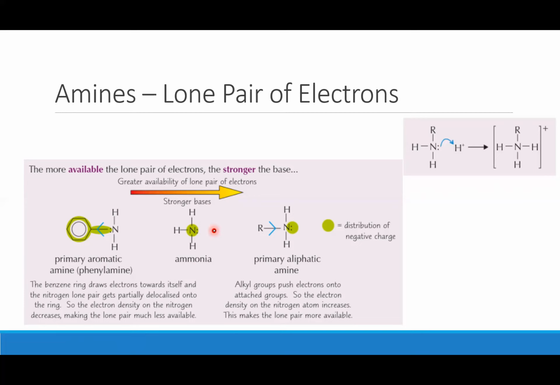And then if we look at primary aliphatic amines, the alkyl group gently pushes electrons onto the attached groups. So the electron density of the nitrogen atom increases, and this will make the lone pair more available. The lone pair of electrons also means that amines are nucleophiles. It's really important to note that amines are nucleophiles.